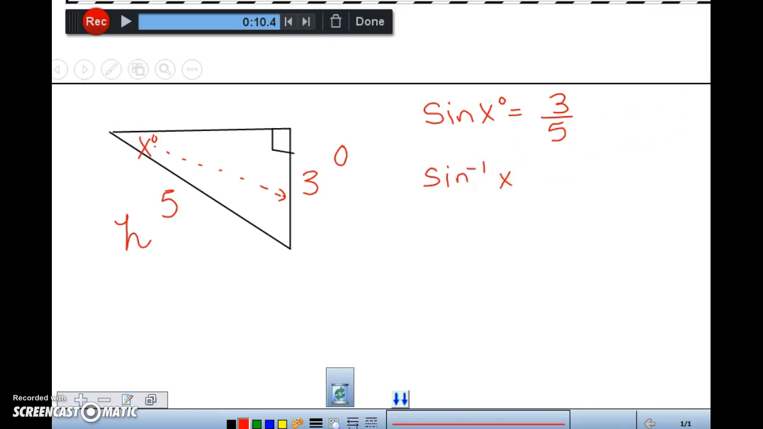Oops. Where's my eraser? Because you'll have to round your answer.